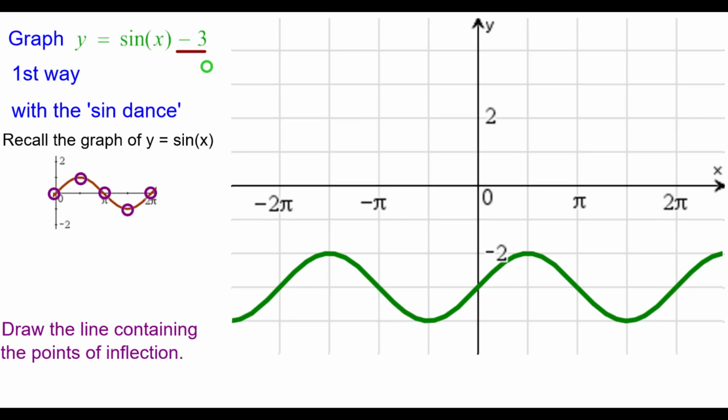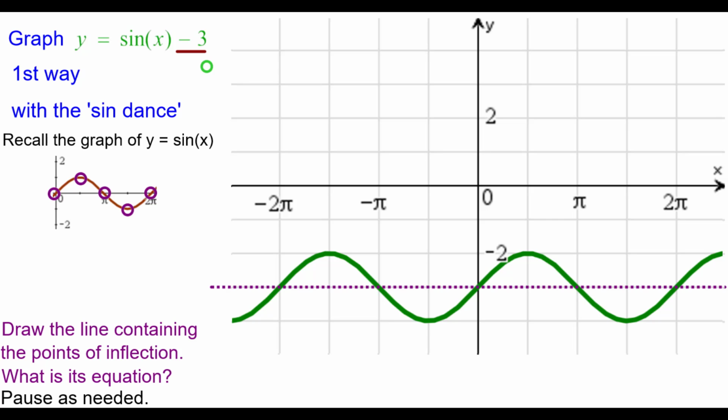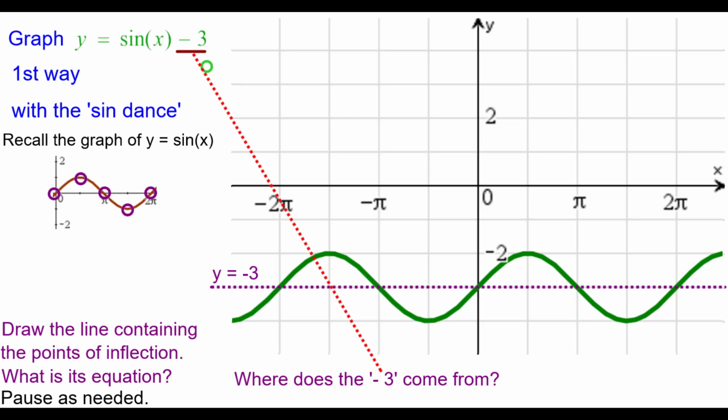We'd like you to draw the line containing the points of inflection. That would be that line right there. And what is that equation? Pause if needed. The equation is y equals negative 3. And the question might be, where does that negative 3 come from? It comes from that parameter right there.